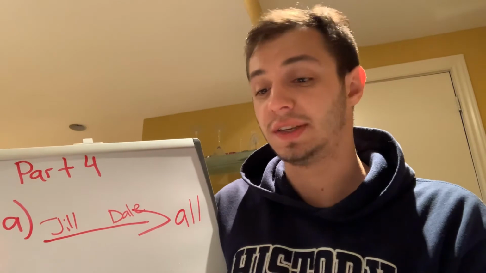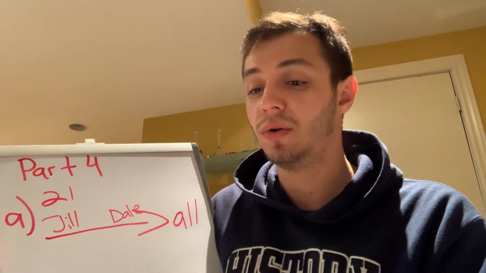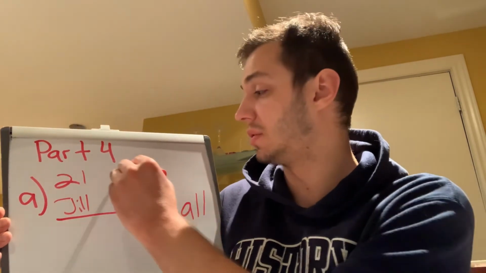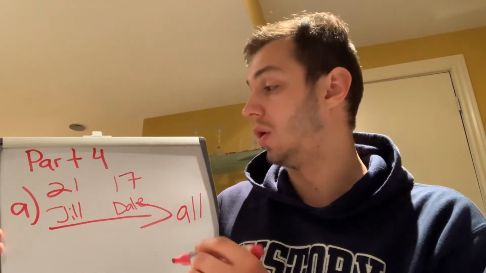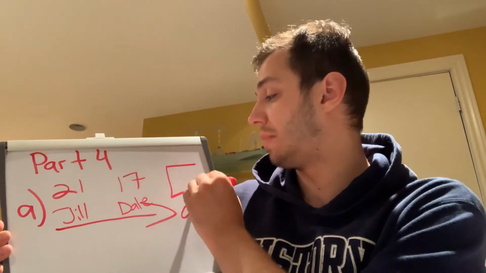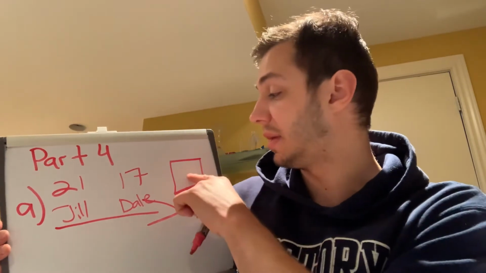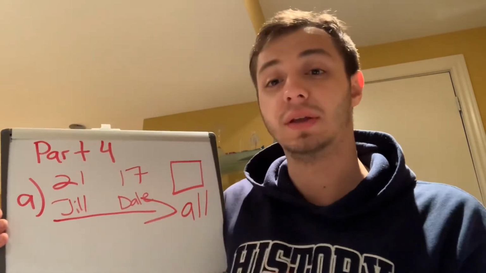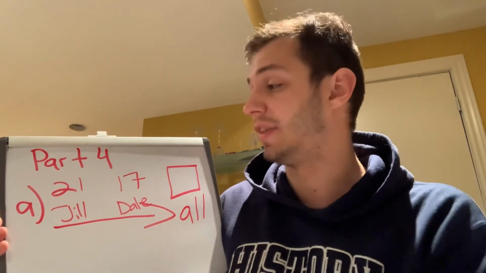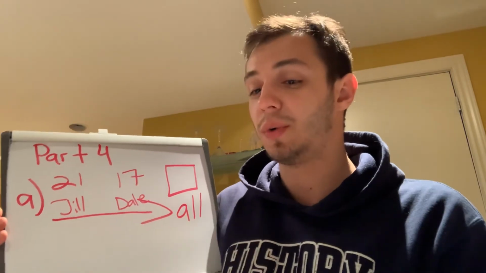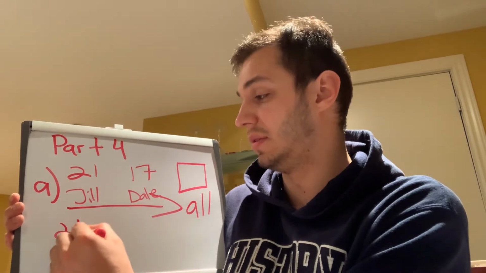If we look at our question, it tells us that Jill read 21 books. Dale, it tells us, read 17 books. So what we have to figure out is how many books did they read in all. So right here where I'm putting my box is what we're trying to find, this missing number. Since the missing number comes after the arrow, that means it's going to be a big number. In order to find the big number, I'm going to have to add my 2 little numbers. So you're going to have to add 21 and 17.